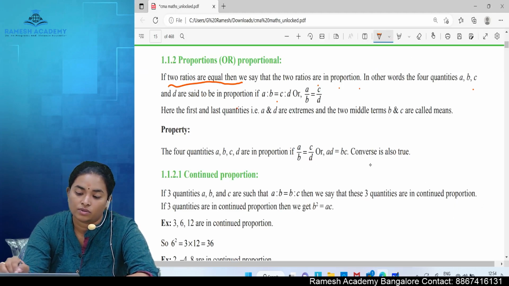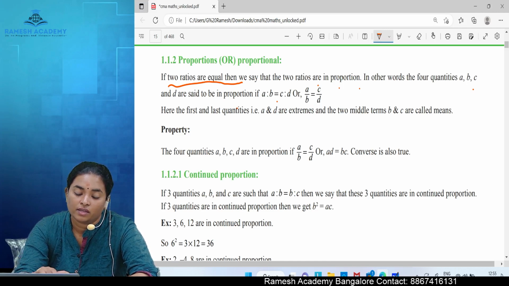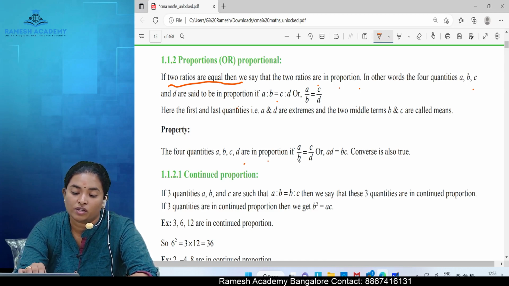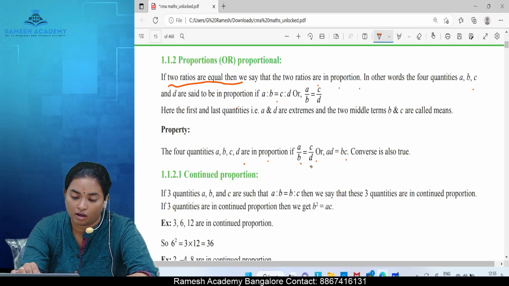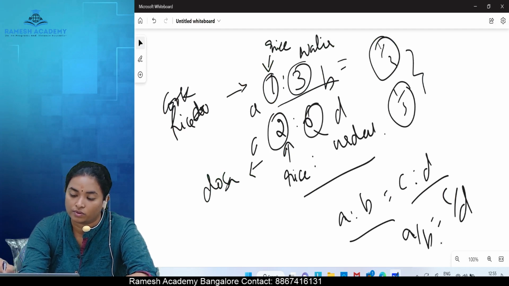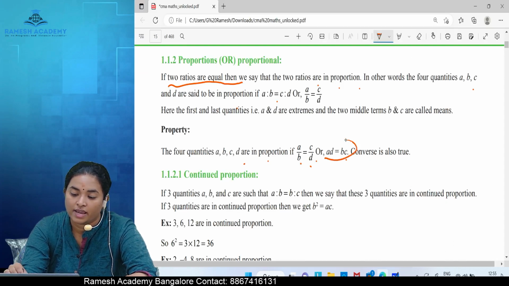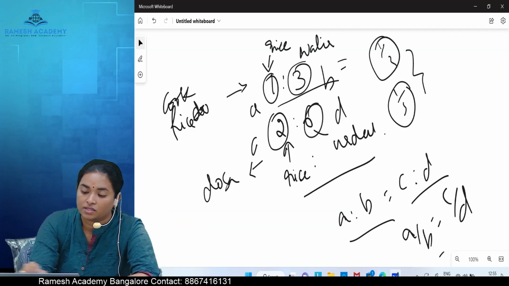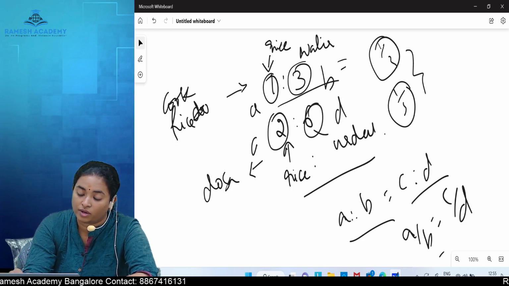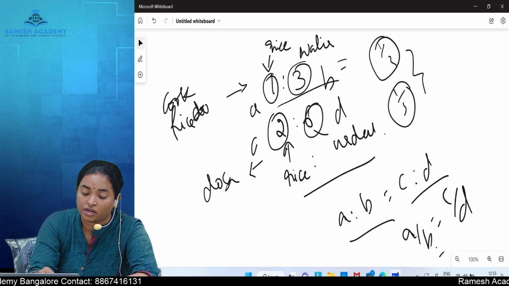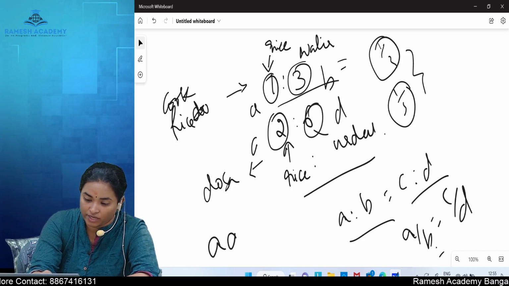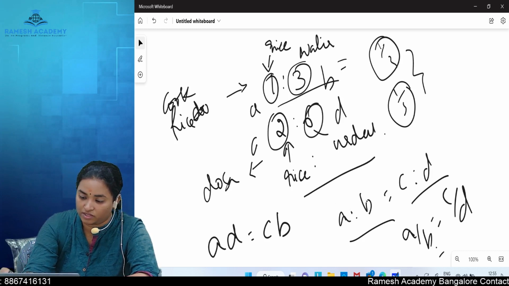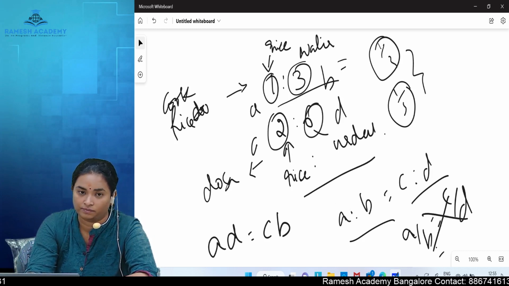Now let's come to the properties. In this, 4 quantities are in proportion if A/B equals C/D. So this much you have done, and one more is AD is equal to BC. See, you have done ratio, you have done division. If it is multiplication, it will be AD is equal to CB. This is like cross multiplication.